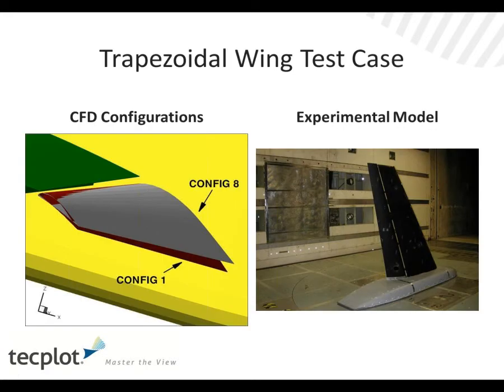So the case that they actually ran was the trapezoidal wing. You can see on the right the experimental model. It's been tested at least 3 times, and they have experimental data that they could compare against. They were running 2 configurations which had the same slat angle, but 2 different flap angles. Config 1 was a flap angle of 25 degrees, and config 8, I'm sorry, was 20 degrees. These are the main geometric configurations that were done. All the runs utilized one or the other.